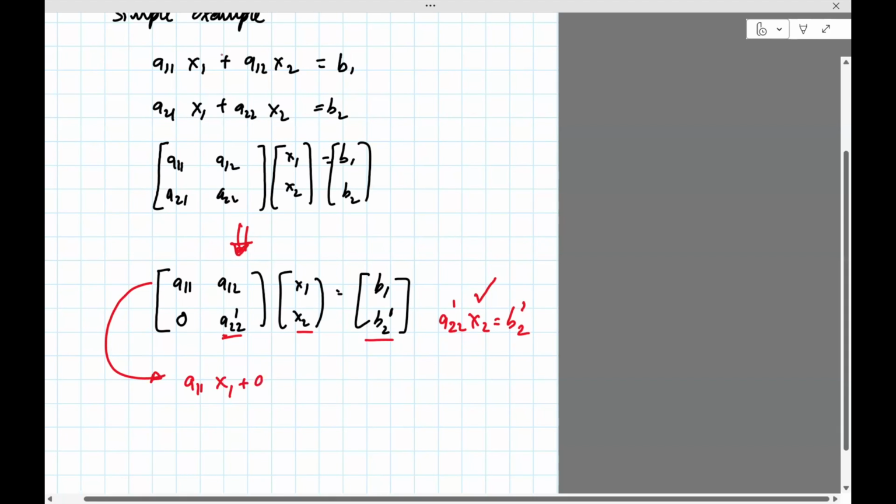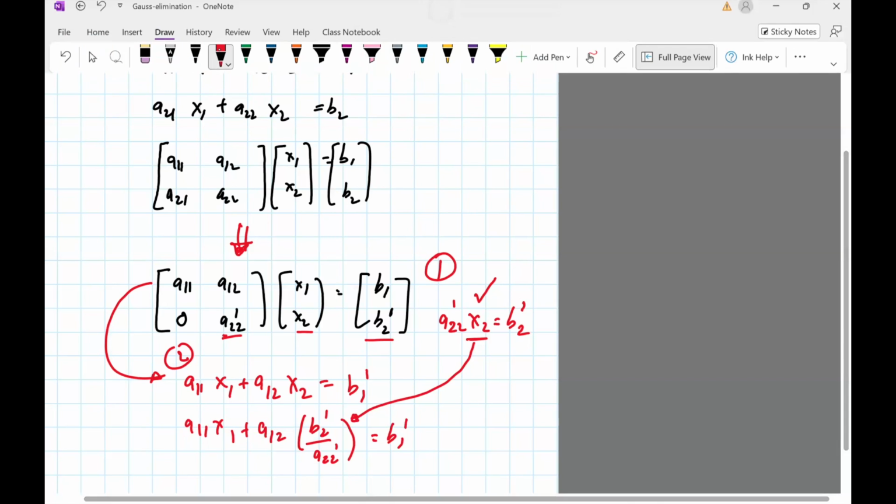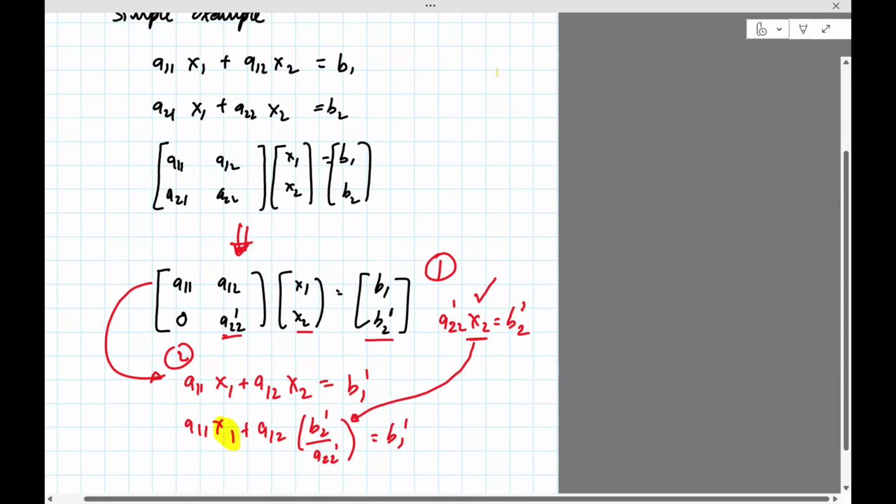So this is step 1. Step 2 is to take the first equation, A11 x1 plus A12 x2 equals B1. I just wrote down the first equation here. We know x2. x2 is B2 prime divided by A22 prime, right? I just sub that in here, equals B1. But now what we have in this equation is just one unknown, x1, because we've eliminated x2. And then we have x1, we have x2, and so we've got the solution.